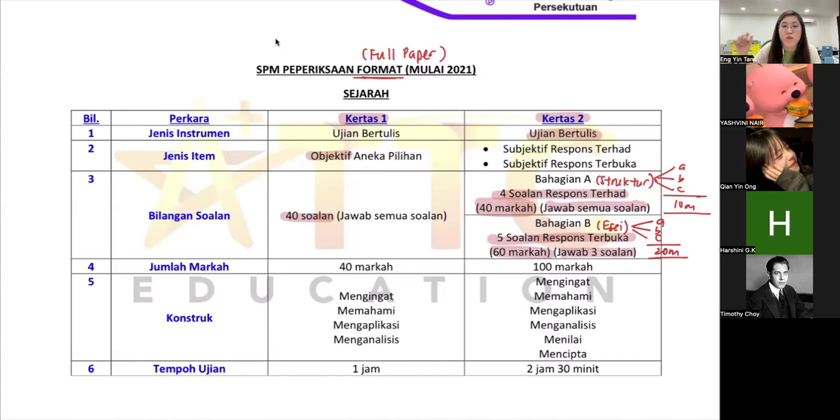Okay. Why am I showing you this format here, everybody? Because I want to prove to you that your writing section, the structured and essay part, carries a lot of marks.